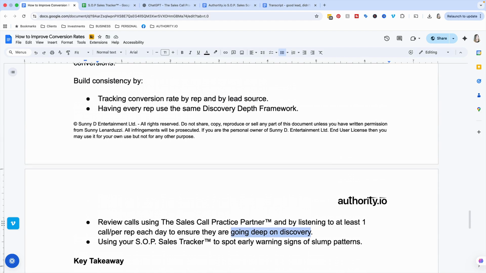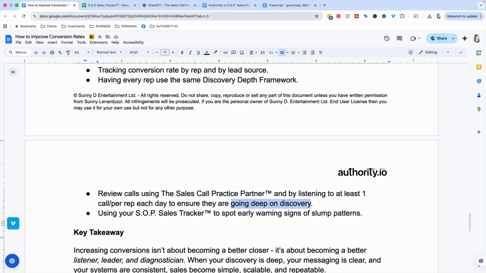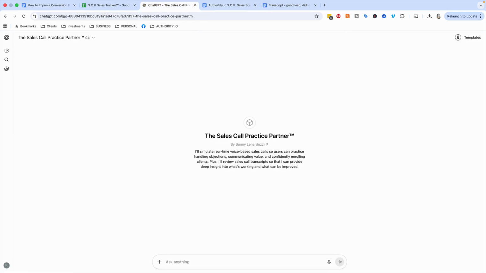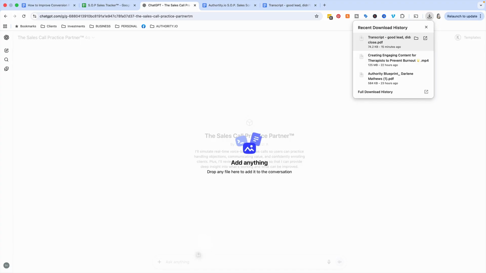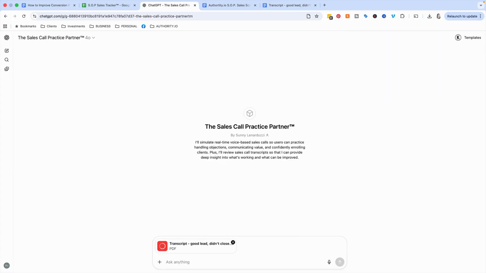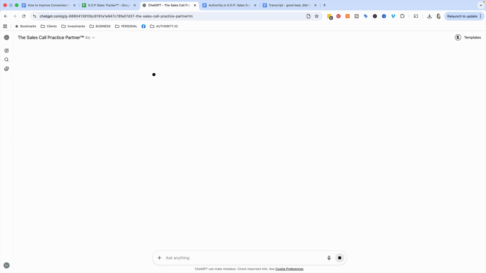Okay, so talking about the sales call practice partner, I just wanted to show you here. I have a transcript of a call that was a good lead. So they were a perfect fit lead. So it wasn't an ICA or a messaging problem, but they didn't close. So I'm just gonna pop this in here and then it's gonna break down the call for me.